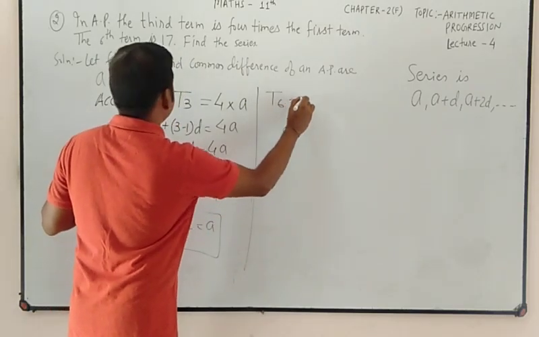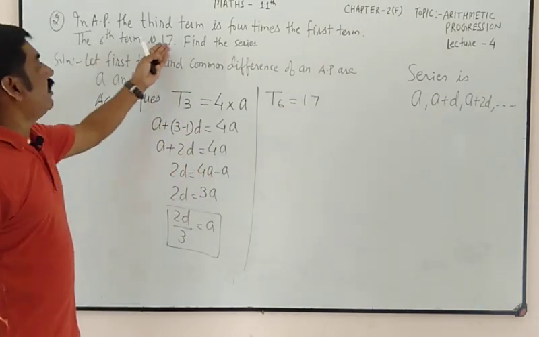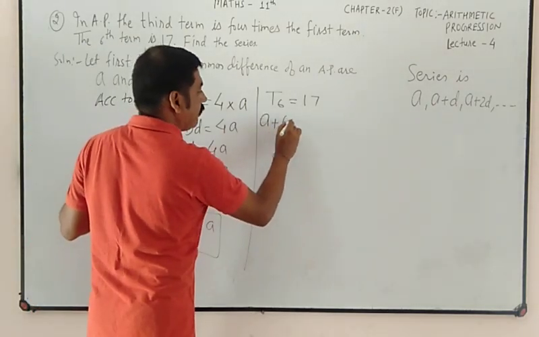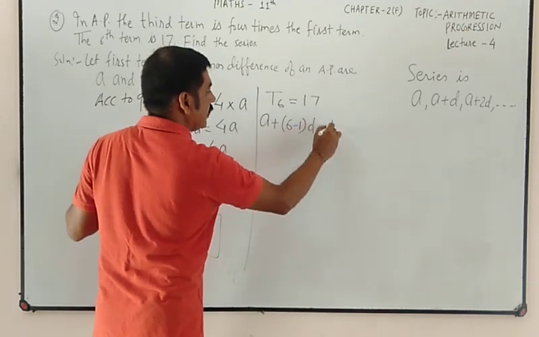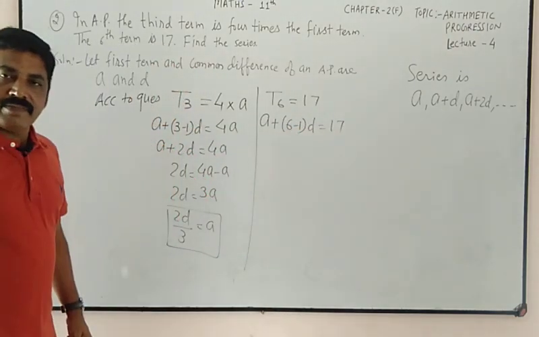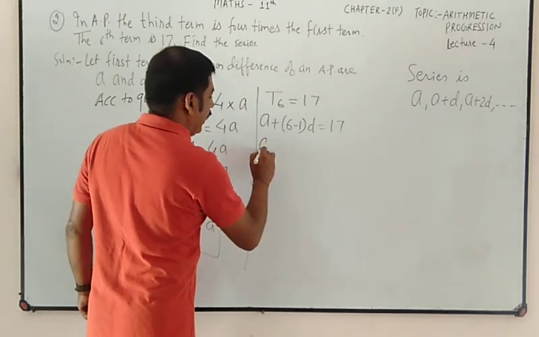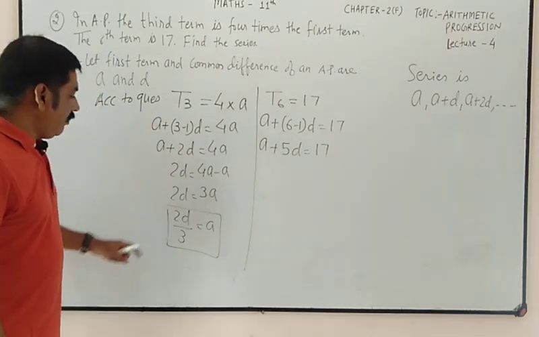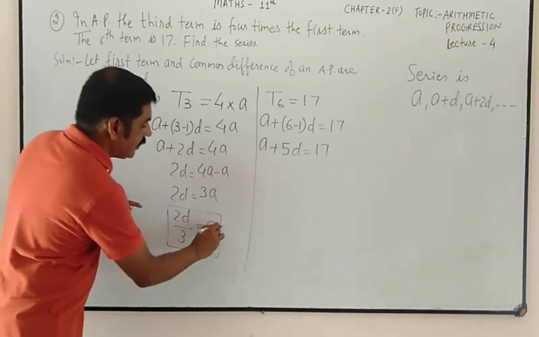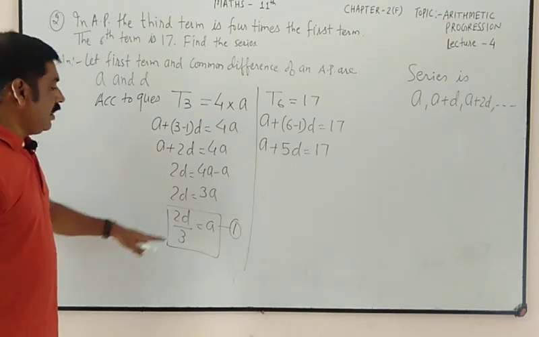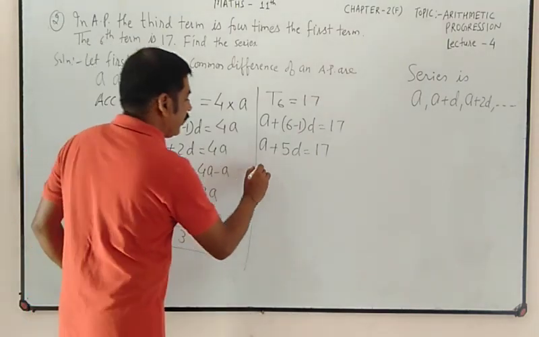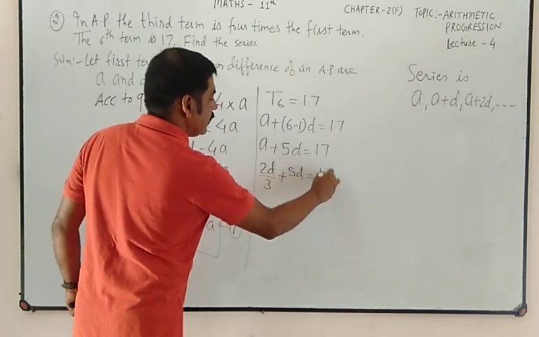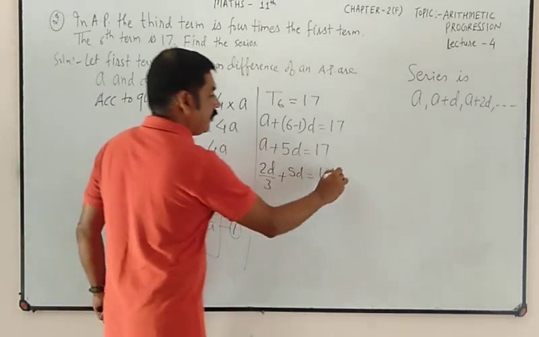And T6 is equal to 17. We are given the sixth term is 17. T6 is equal to a plus 6 minus 1 into d. So a plus 5d is equal to 17. Now put the value of a. This is equation number 1. Take this equation as first. So put the value of a: 2d upon 3 plus 5d is equal to 17.